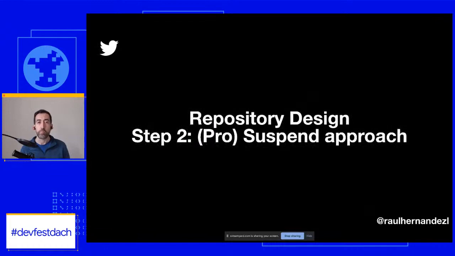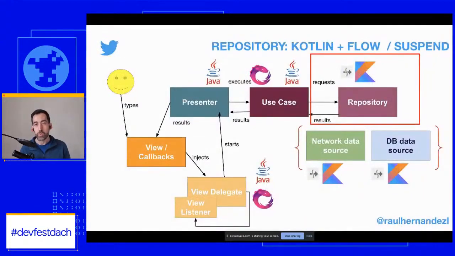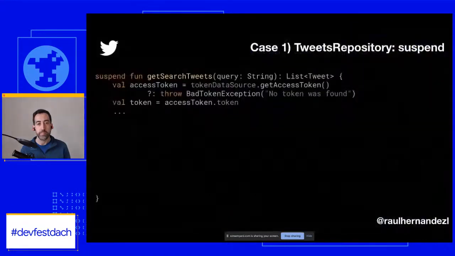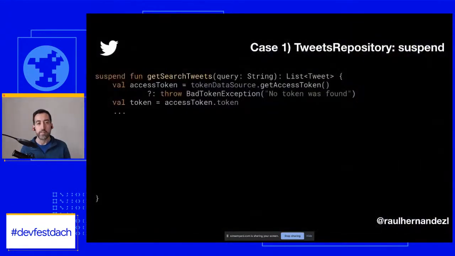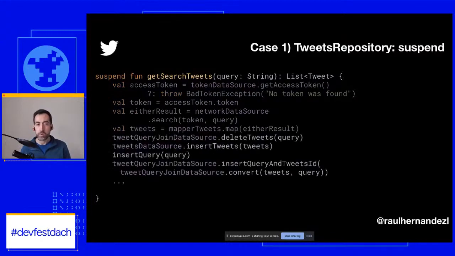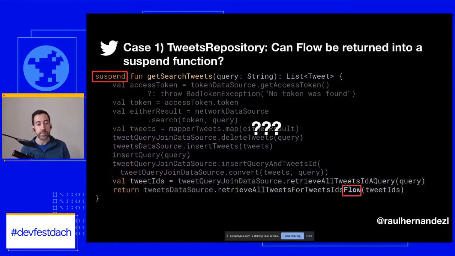Now let's go to a more pro kind of approach in our experience right here. So now we are expecting to pass this as a flow, and then the use case will start collecting it. So now this is actually the imperative code. So you can see here then returning a suspend function with a list of tweets. This is in my repository. Again, imperative code, exactly the same as before, but just a kind of more readable code, as you can see here.